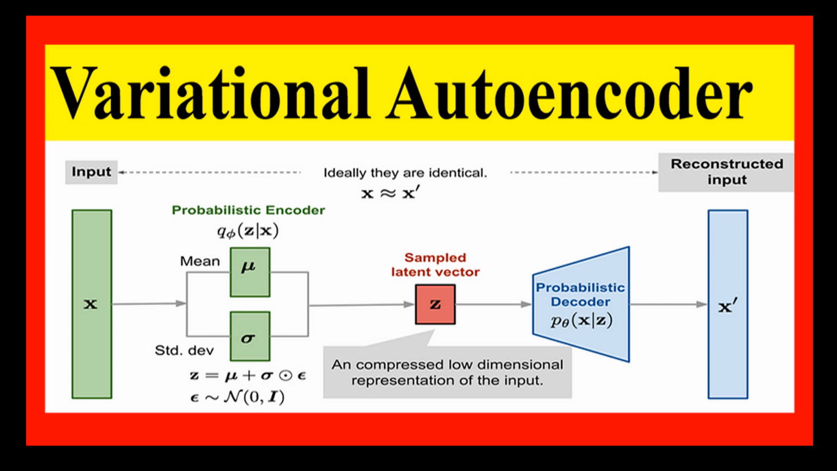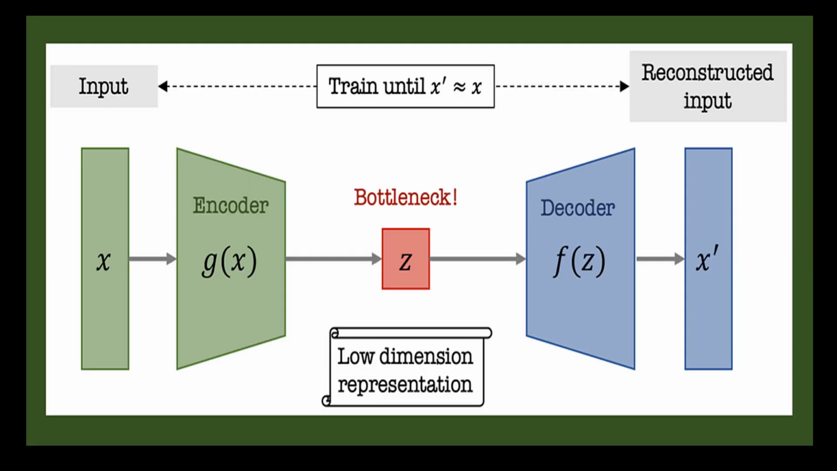Variational autoencoders are powerful generative models that can learn the underlying structure of data and generate new samples. In this video, we will introduce you to the basics of variational autoencoders and guide you through implementing a simple variational autoencoder in Python using a popular deep learning framework. So let's get started with understanding what a variational autoencoder is.